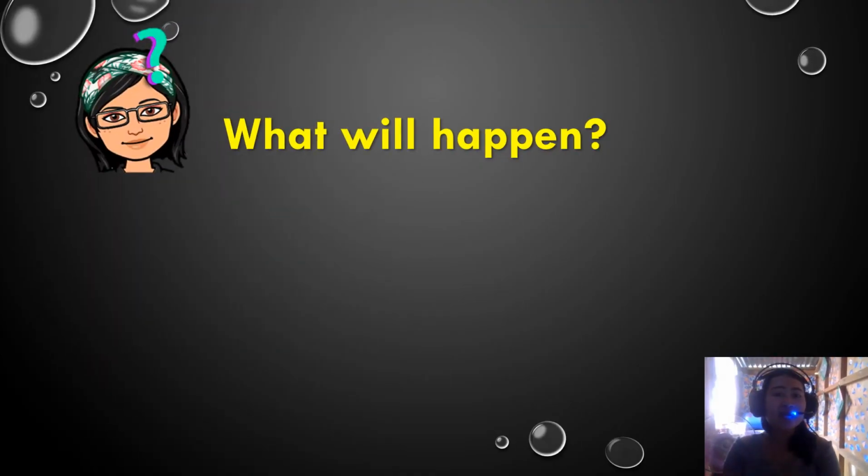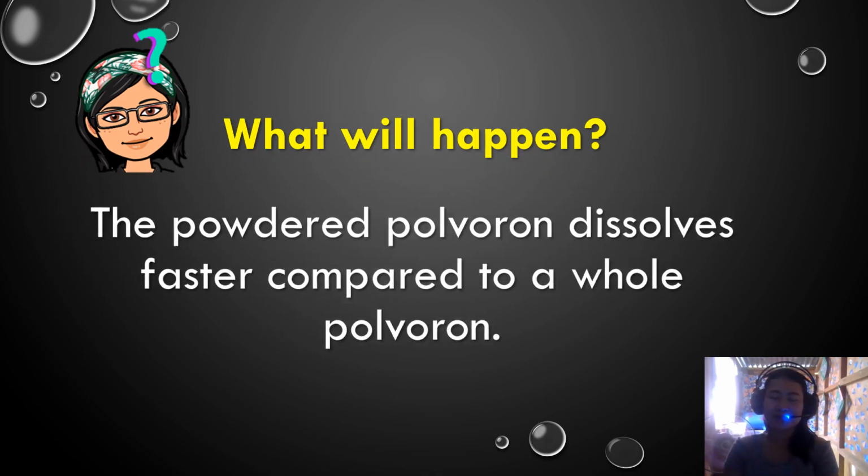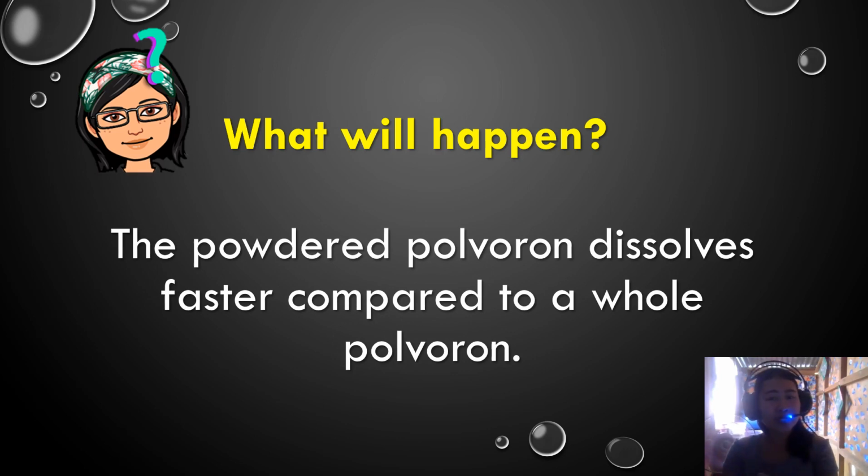Take note that dependent variable answers the question, what will happen? Again, what will happen? The powdered polvoron dissolves faster compared to a whole polvoron, and it was based on the results given earlier.